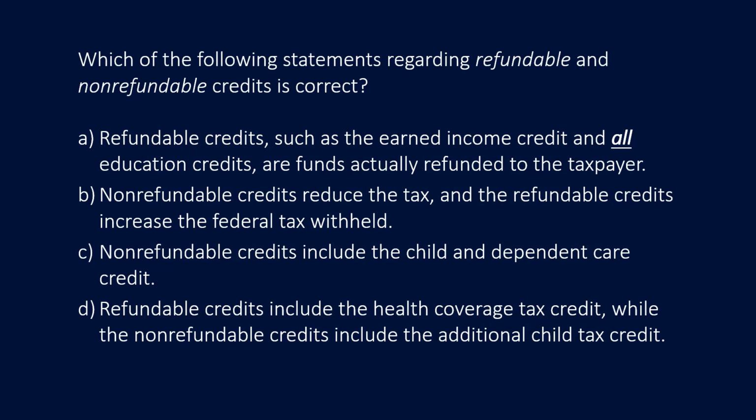So just a quick review. Which of the following statements regarding refundable and non-refundable credits is correct? A. Refundable credits, such as the Earned Income Credit and all education credits, are funds actually refunded to the taxpayer. B. Non-refundable credits reduce the tax, and the refundable credits increase the federal tax withheld. C. Non-refundable credits include the Child and Dependent Care Credit. Or D. Refundable credits include the Health Coverage Tax Credit, while the non-refundable credits include the additional Child Tax Credit. Well, if you look at these very carefully, you'll see that C, non-refundable credits include the Child and Dependent Care Credit, is the correct choice.